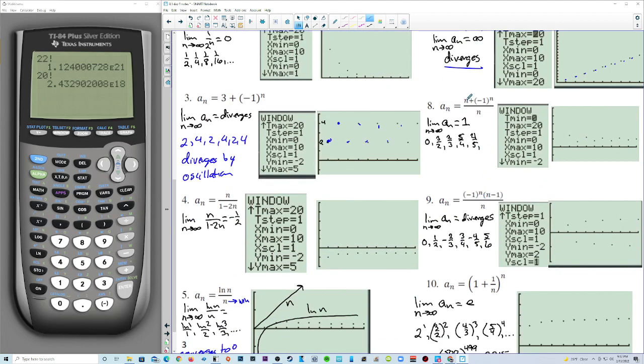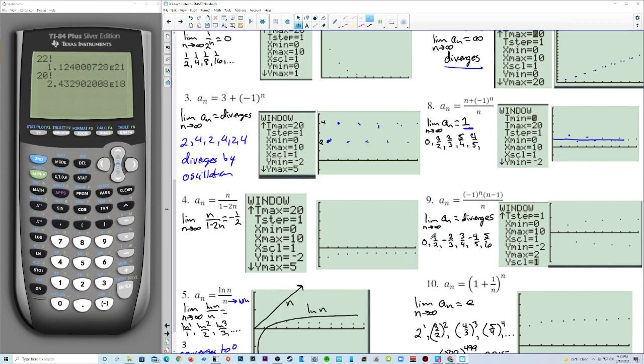This one is oscillation, but if you look at the first few terms, 0, 1.5, 2/3, 5/4, 4/5, 1 is right down the middle of that. So this is actually converging to 1. The fact that it goes below 1 and then above 1 and then below 1 and above 1, the distance between the values is getting closer and closer to 1 as we go.